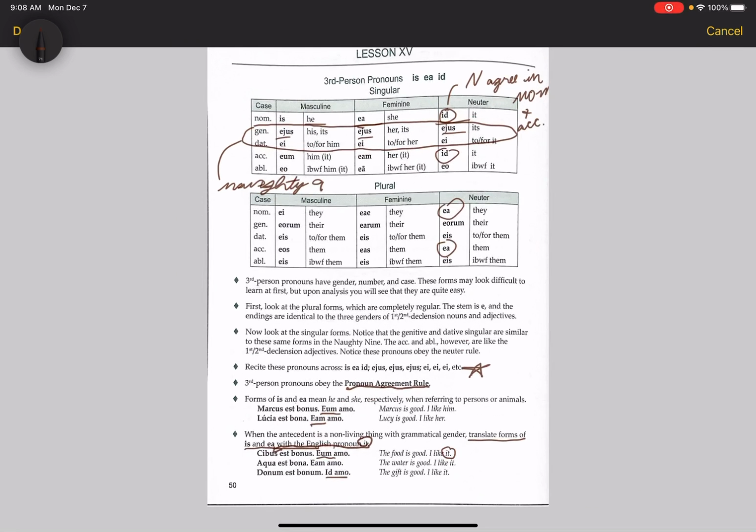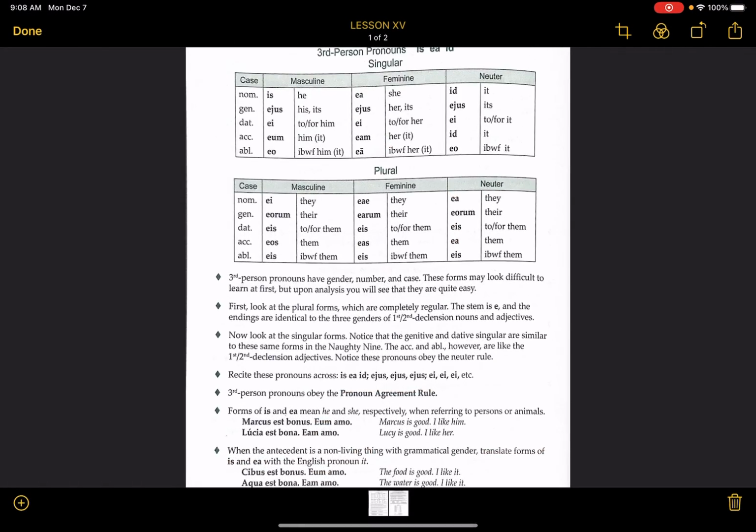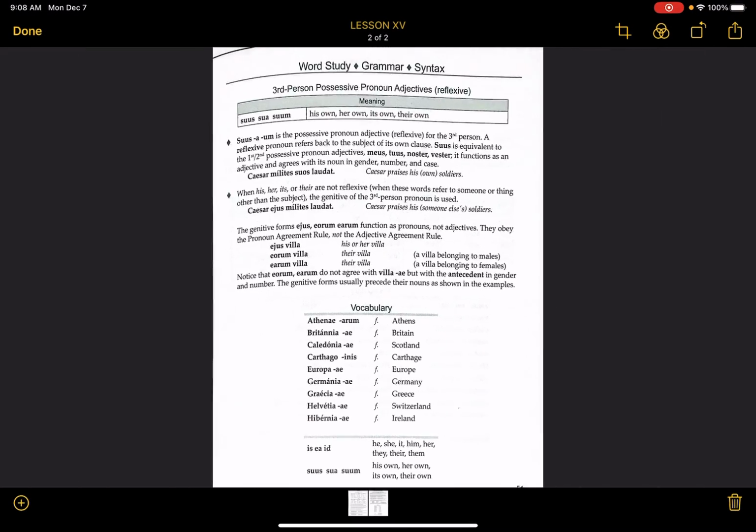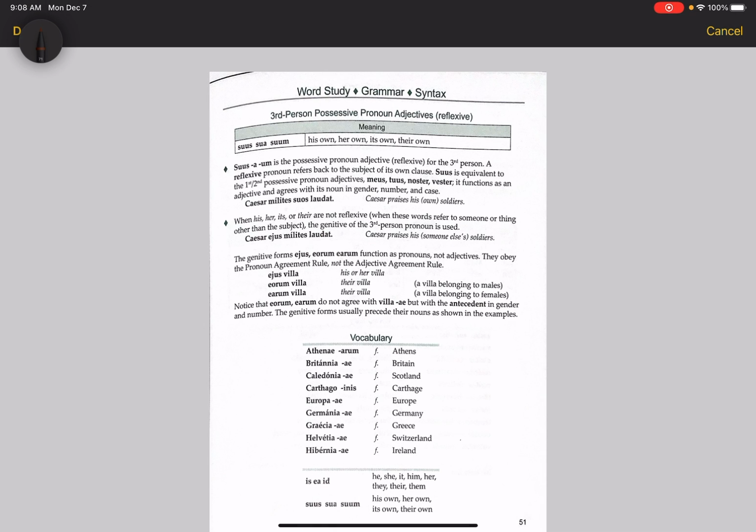All right. Moving on to the next page. The third person possessive pronoun adjectives. Reflexive. Okay. So suus, sua, suum is a possessive pronoun adjective for the third person. A reflexive pronoun refers back to the subject of its own clause. This is almost guaranteed to be a grammar question, either on your homework or on your quiz. So the reflexive pronoun adjective refers back to the subject of its own clause.